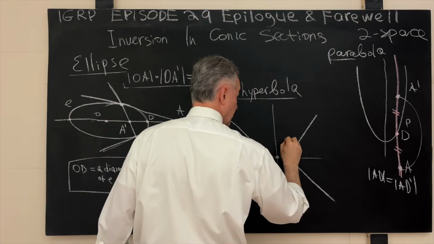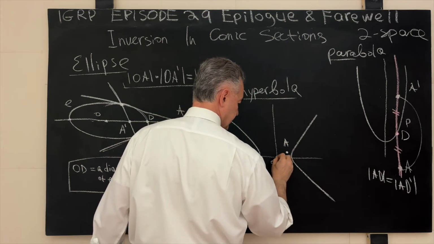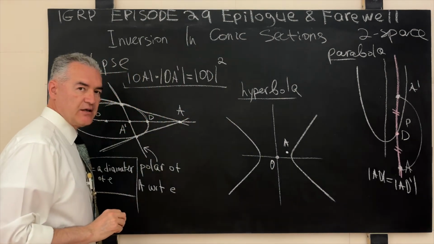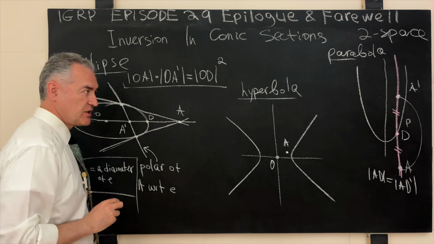And lastly, let's say we're given a hyperbola that is shown over here. It has a nice center. We call it center O. And we're given some point A, and we want to invert or reflect this point in such a hyperbola.